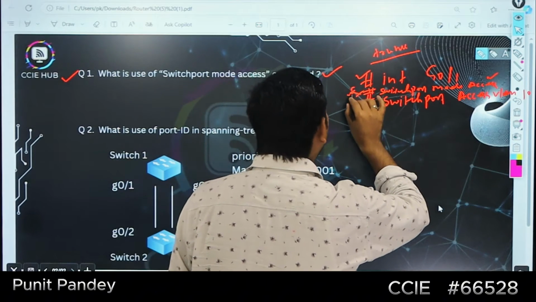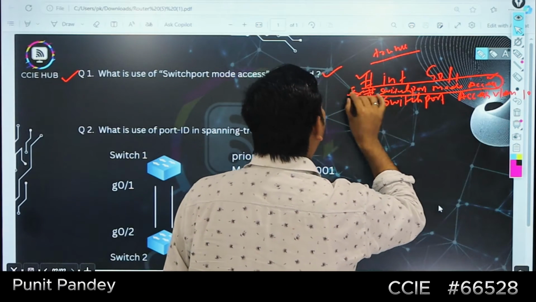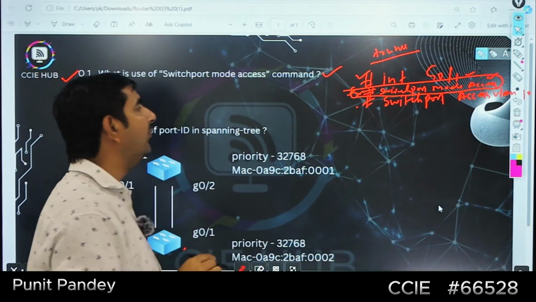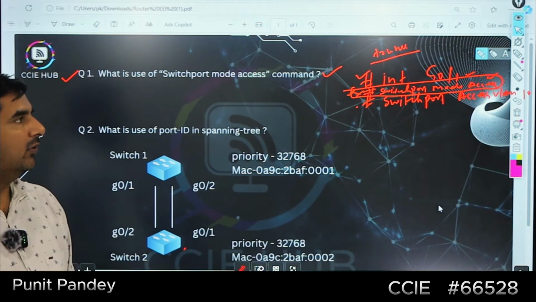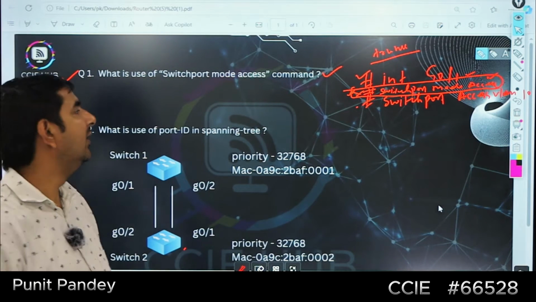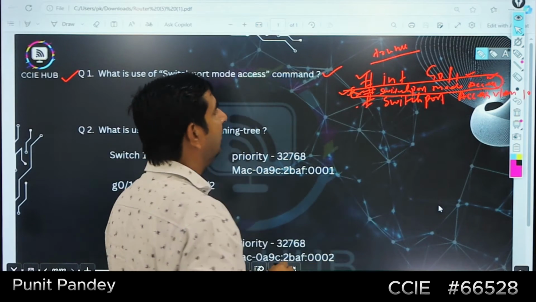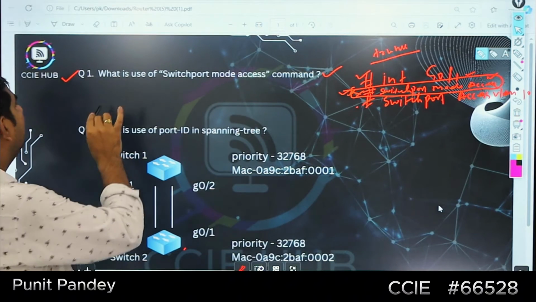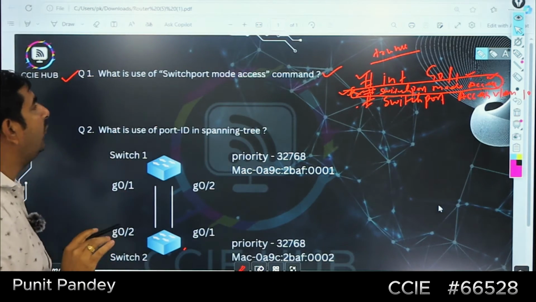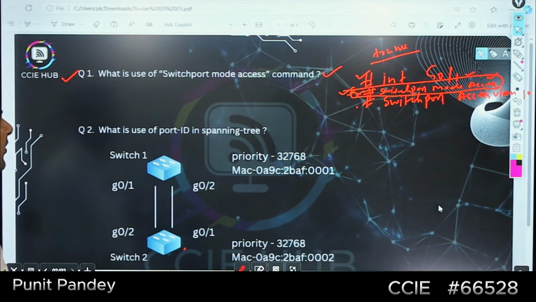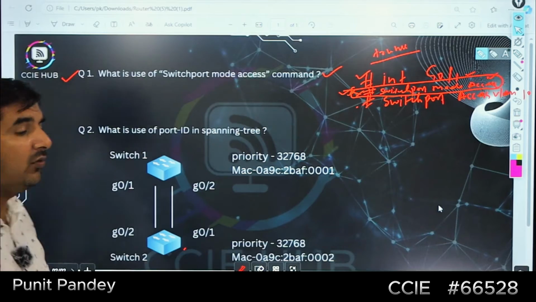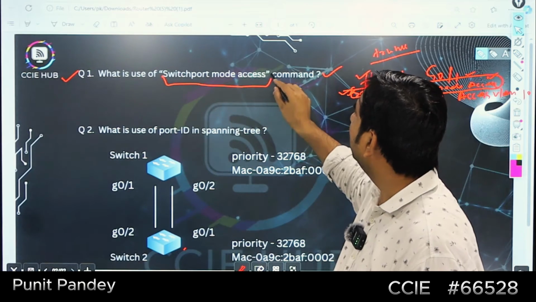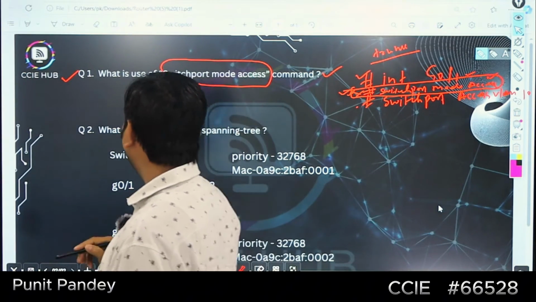So if we are not going to use this command, the DTP protocol will still be enabled on the port, and the mode will be auto or desirable. So to disable the DTP protocol, the command is switch port mode access. That command is required to disable the DTP protocol. The question can also be reversed. Right now the question is, what is the purpose of the switch port mode access command? The question can be the reverse, like what is the command to disable the DTP protocol on a particular interface? So this command is basically required to disable the DTP protocol on the interface.